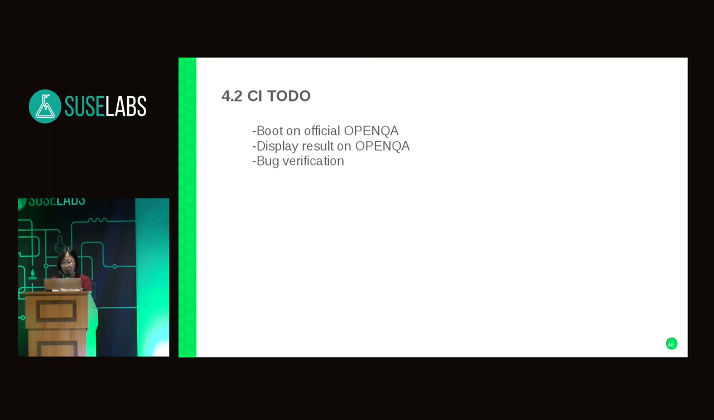So here is what we will do for the next step. Currently, we use our local openQA server. The reason is it would take a long time to install the Beijing server with the official openQA server, which is based in Germany. So it's one thing we need to do next. The second is, like I just mentioned, presenting performance results with openQA is a little bit complicated. We need to think more about it. The last one is we will try bug verification with CI, such as when the developer's patch is ready, it can be installed automatically and give the test result.